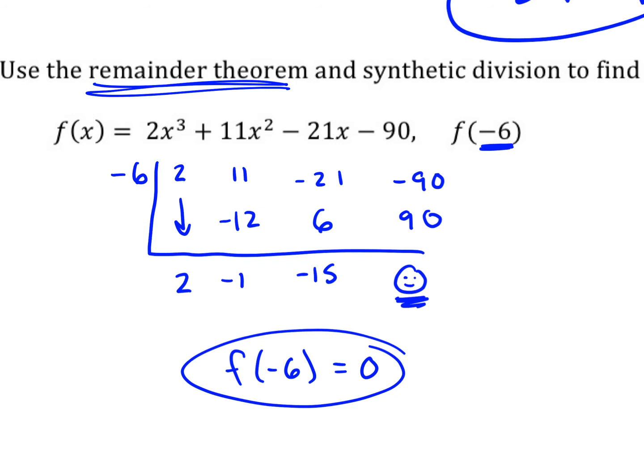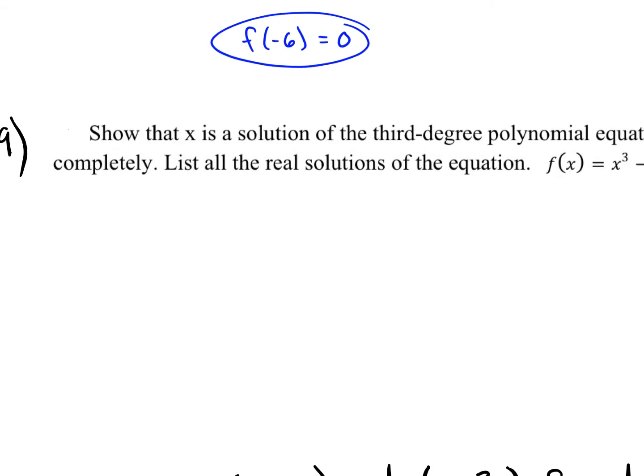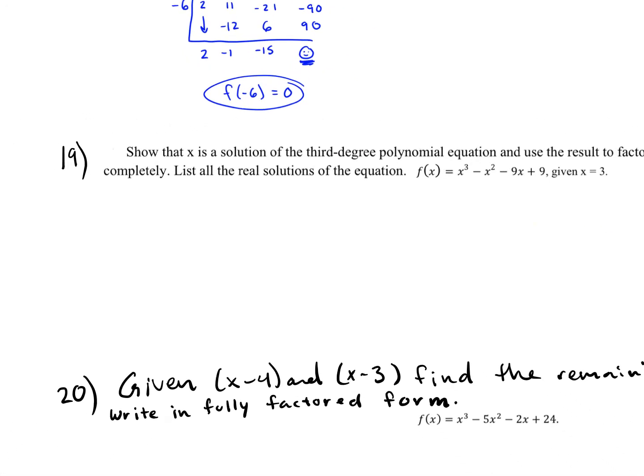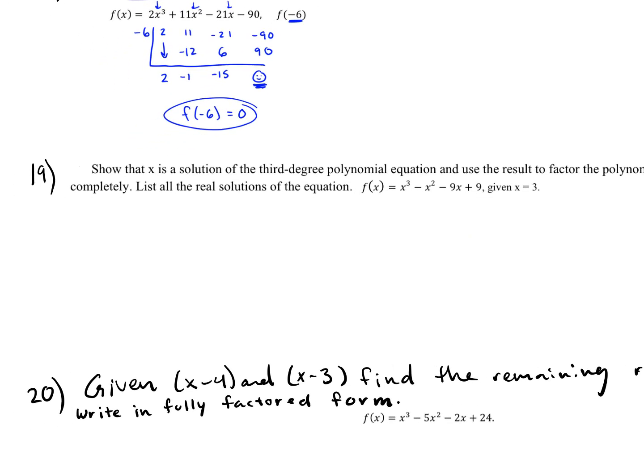So if you were to plug negative 6 into all of your x's and evaluate it that way, you would get 0. All right, 19. Show that x is a solution of the third degree polynomial equation and use the result to factor the polynomial completely. List all the real zeros of the equation.